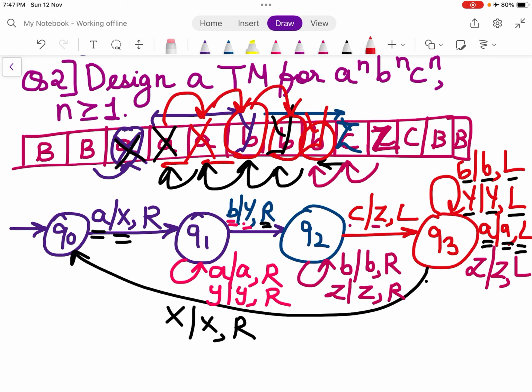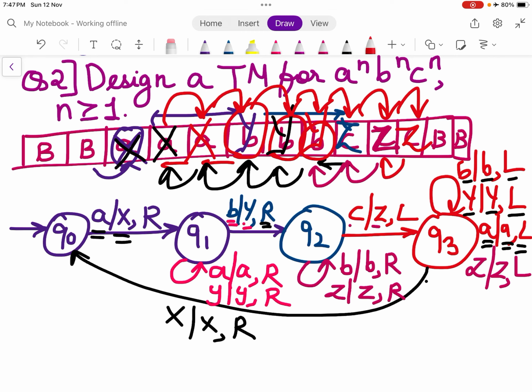B will be replaced by a Y, move in the right direction. You will see Z, Z kept as it is, move in the right direction. Z kept as it is, move in the right direction. C will be replaced by a Z. Then you will move in the left direction.